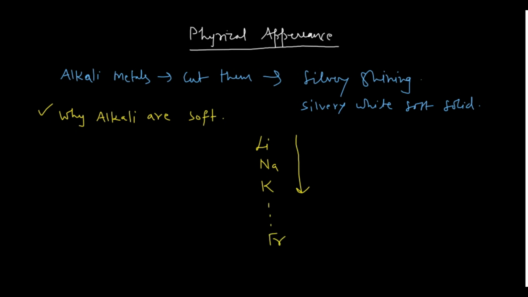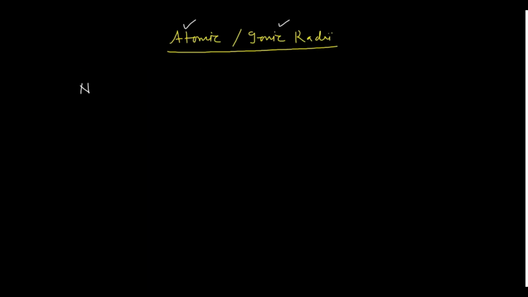softness actually increases down the group. As the number of non-bonding electrons increases down the group, the repulsion between them decreases the cohesive forces. So softness increases down the group. This is something very, very important.